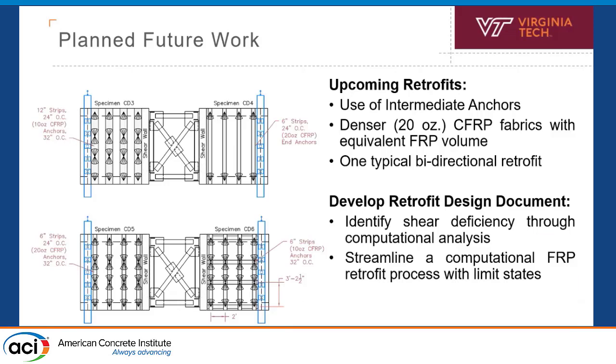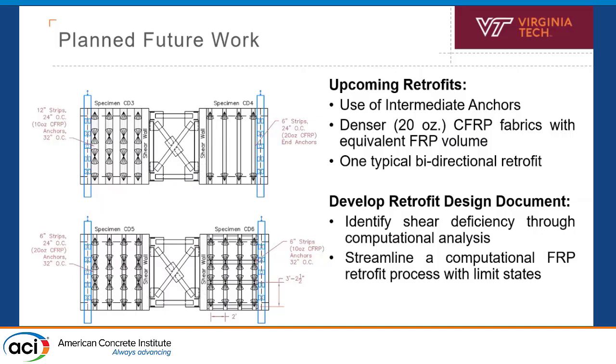So planned future work. Like I said, we've got 4 more of these to do. This is subject to change, the drawings at least, but these are the ideas we want to do. We want to use intermediate anchors to see what kind of delamination delay we get. We want to use a denser 20-ounce fabric to see what kind of different force flow we get. Those are going to be equivalent in area, or equivalent volume. They'll be 20 ounce, so they're a heavier fabric, but they'll be a smaller width. We had 12 inches previously. Right now we're looking at 6 inches. We'll see where that turns out.